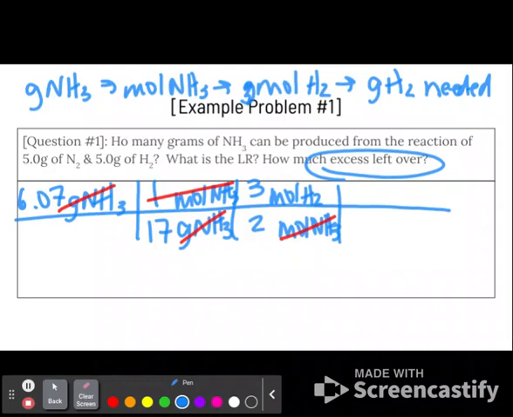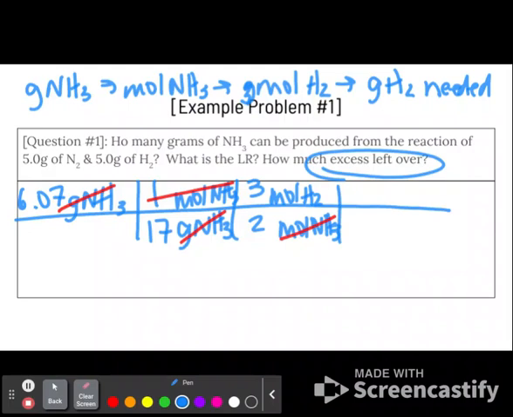Hold on, my pen decided it didn't want to work anymore. Give me a second. It will work now? No. Of course, right in the middle of a math problem, my little stylus decides to not work.